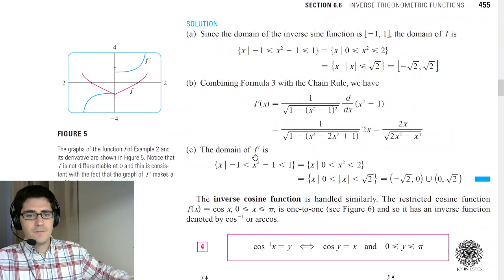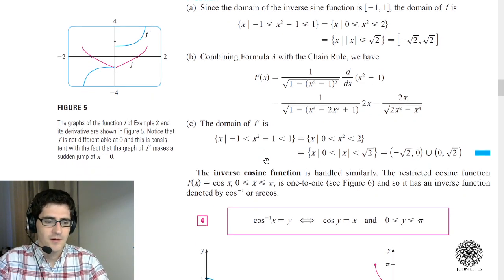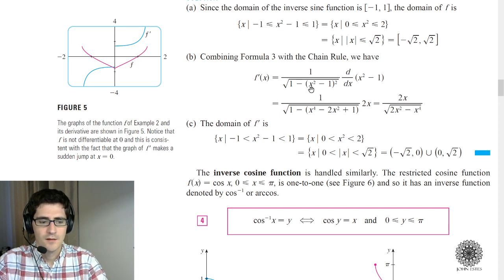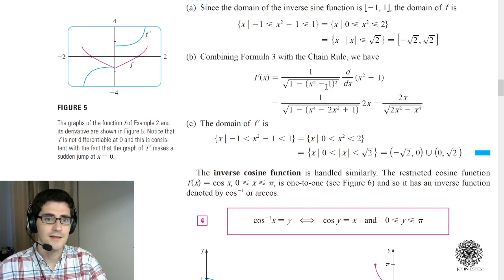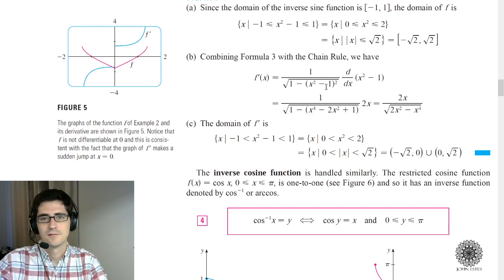Now for part C, we're looking for the domain of f prime. And I think it's easiest to see that in this first expression, where we have the x squared minus 1 quantity squared in the denominator. We need all of this denominator to be positive, right? And 1 minus something is going to be negative if the something you're subtracting is bigger than 1. And we also can't have 0 in the denominator, so we need to make sure they're strict inequalities.